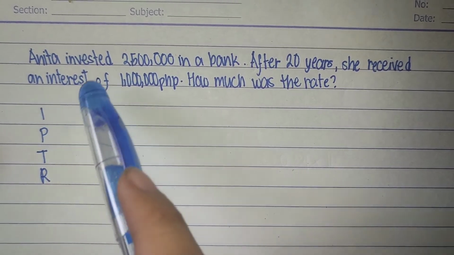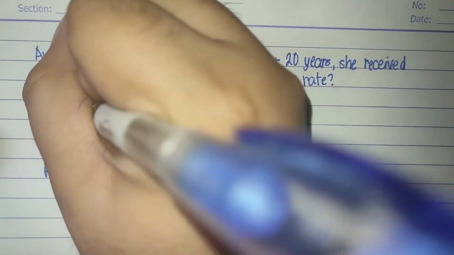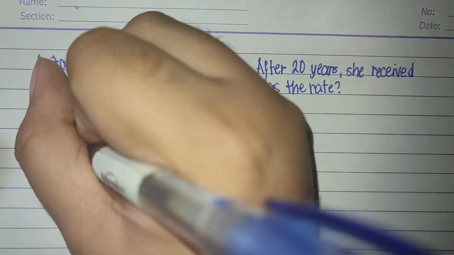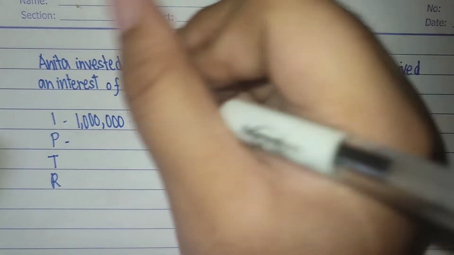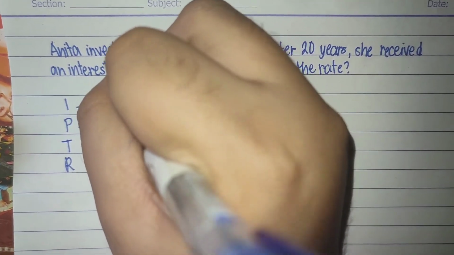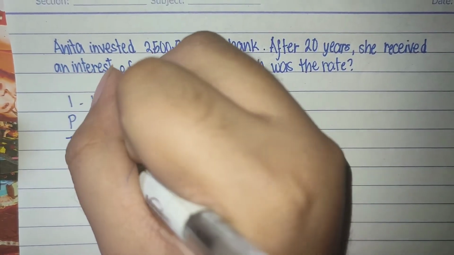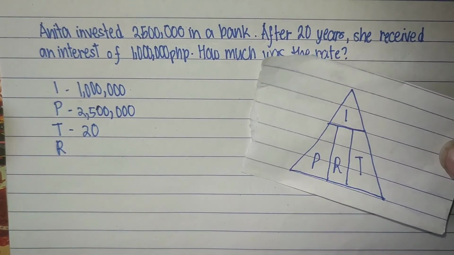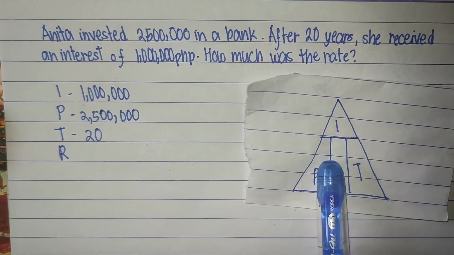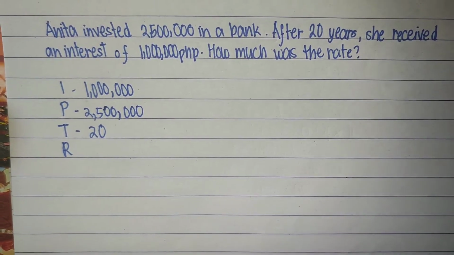So, ang gagawin natin is fill upan muna natin tong given. So, ang interest niya is 1 million pesos. Ang kanyang principal ay 2,500,000 pesos. At ang time naman ay 20 years. So, ganun ulit siya. Titingin ulit tayo sa triangle. Then, ang tatakpan naman natin ay R. So, I divided by P times T. Yun ay formula.